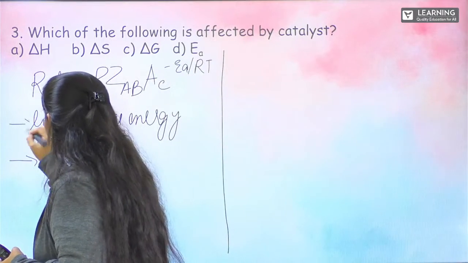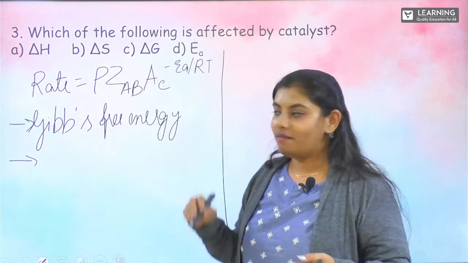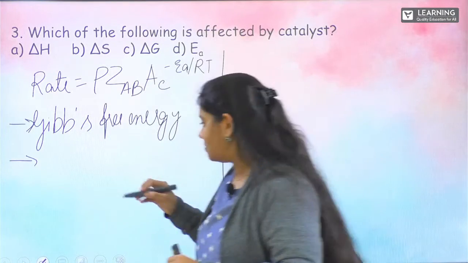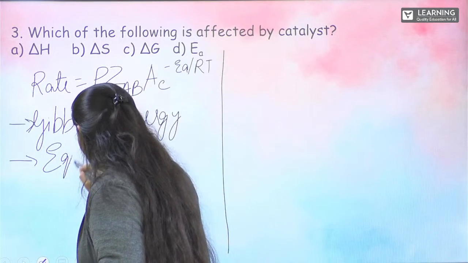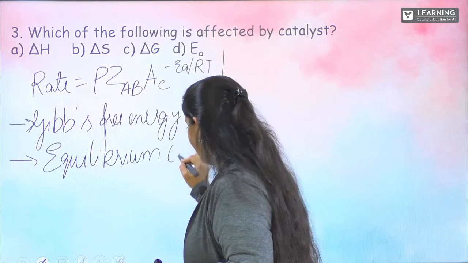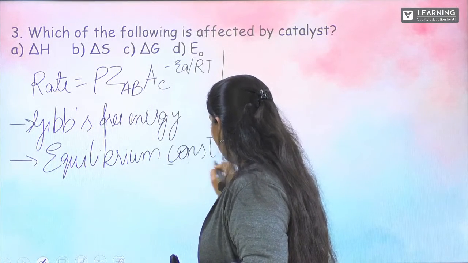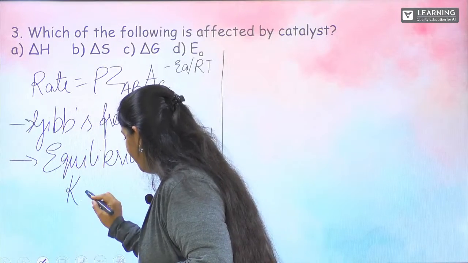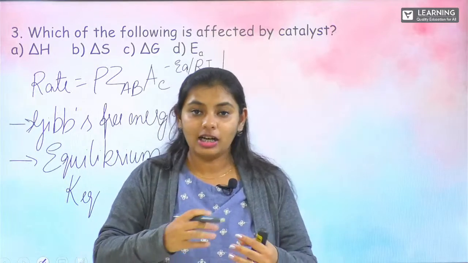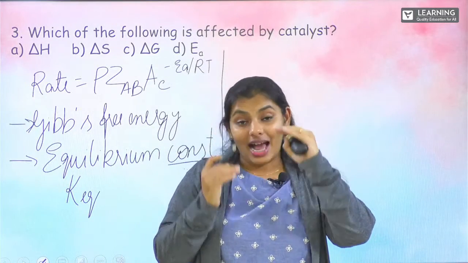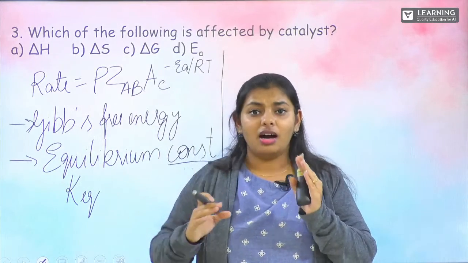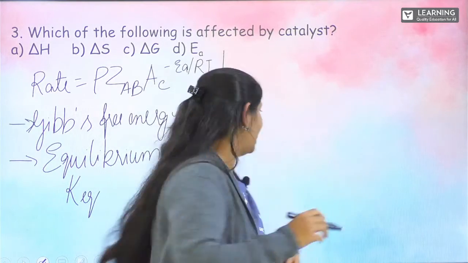The second thing that is not going to be altered when the catalyst is being added is our equilibrium constant. So we saw that when the catalyst is added to the reaction, the activation energy barrier, the hump, whatever we saw, right?